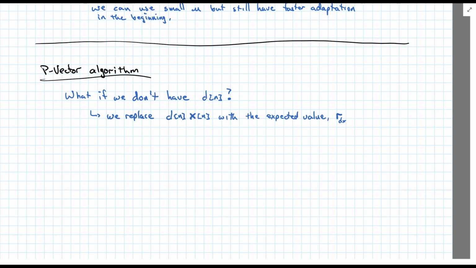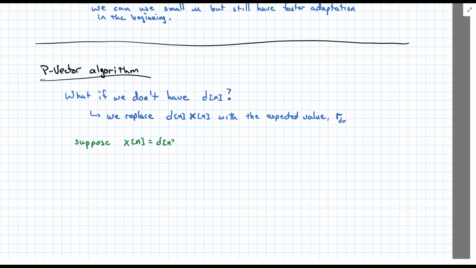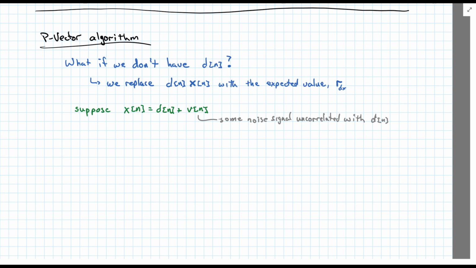So let's look at how this would play out. Suppose we had that x(n) was equal to d(n) plus some noise that was uncorrelated with d. If we happen to know the autocorrelation of d, then we can find the cross-correlation r_dx in this case.